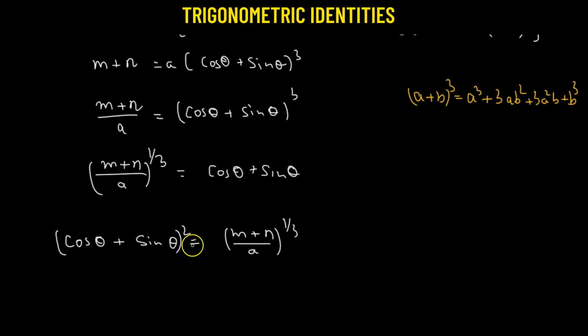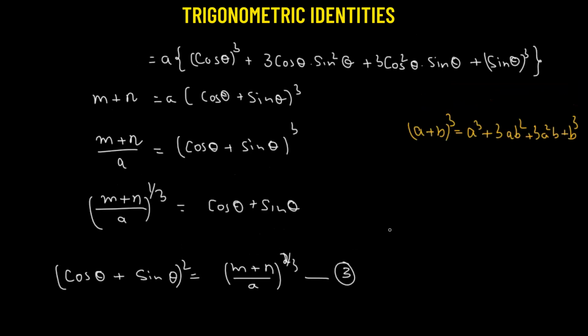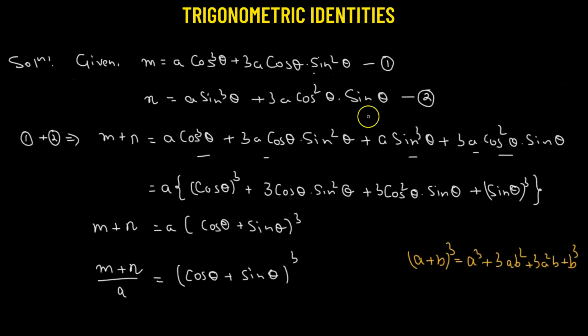To get (cos θ + sin θ) whole squared equals (m + n over a) whole raised to the power of 2/3. So we're going to label this as equation number 3. Now that we have equation number 3, we're going to set this aside. Now we will take equation number 1, and from it we're going to subtract equation number 2.